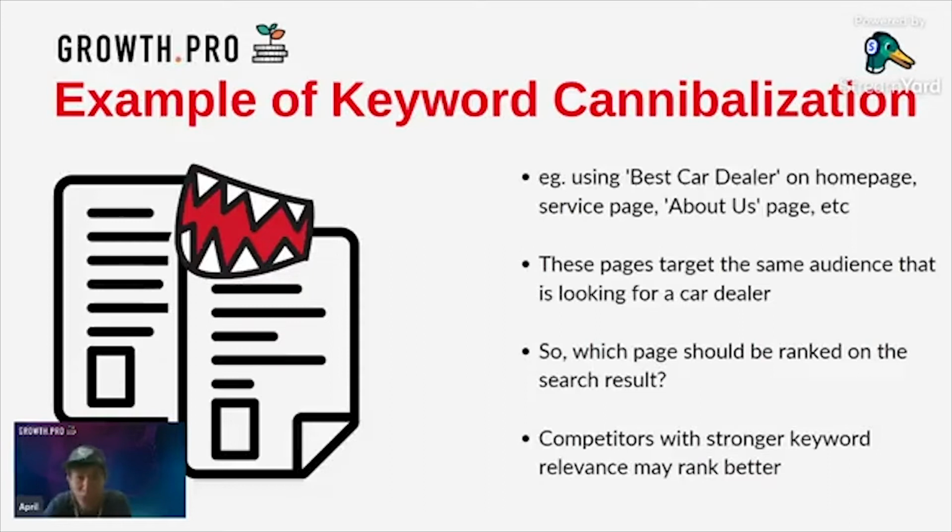So that way, if Google do not see a strong enough relevance for any of your pages for this keyword, Google may just go for your competitors, which can send a much stronger relevance. So Google may just rank your competitors higher than you. So that is what keyword cannibalization is all about. And this is one very, very simple example to show.